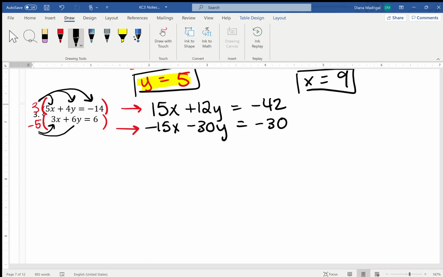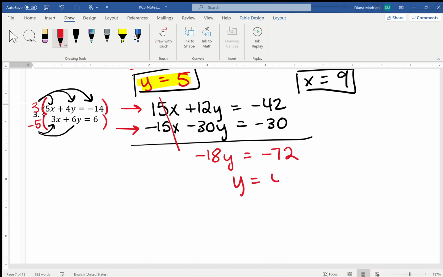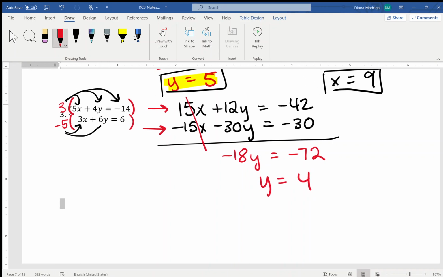Alright, once I have switched, now you can see that we have the same number on top and the bottom for x, because again, we were working for x, these cancel out. You add the rest of them. So 12 minus 30 gives me negative 18y. And negative 42 minus 30 is going to give me negative 72. You divide by negative 18, so y equals 4. All right, so that's one way to do it.